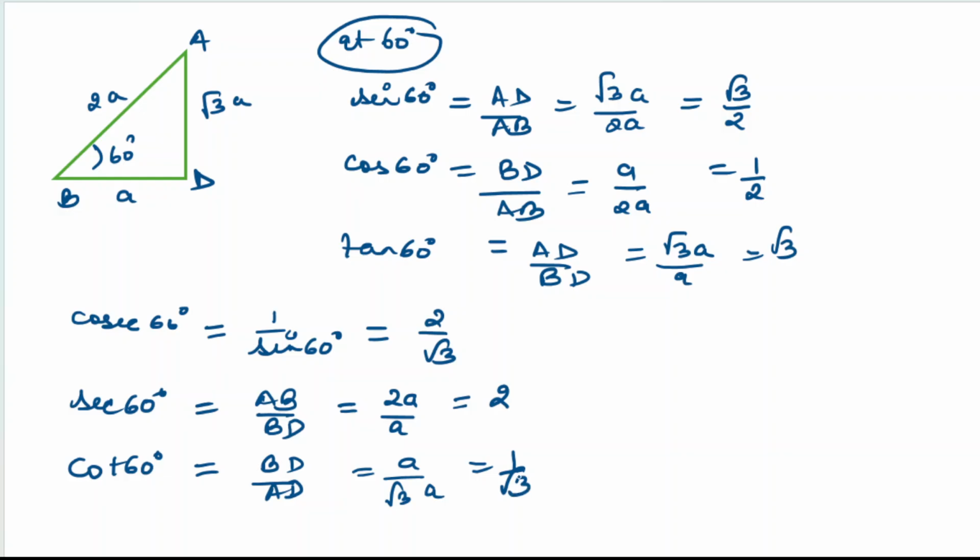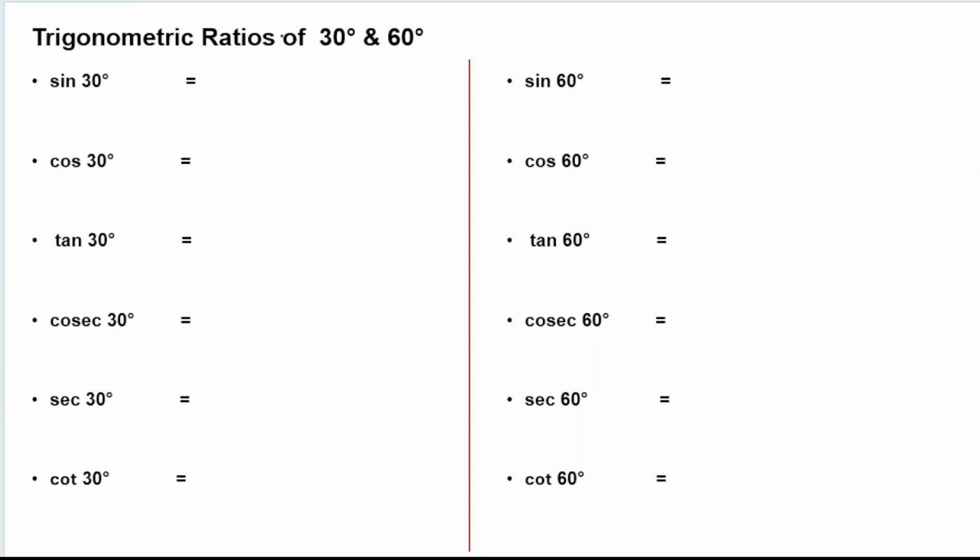Now you have the values at 30 degree and 60 degree. You can write the values in tabular form so that it is easy for you to analyze the values and to remember. So what is the sine 30 degree? It is 1 by 2. What is cos 30 degree? It is root 3 by 2. What is tan 30 degree? It is 1 by root 3. The values of these reciprocals are 2, 2 by root 3 and root 3.